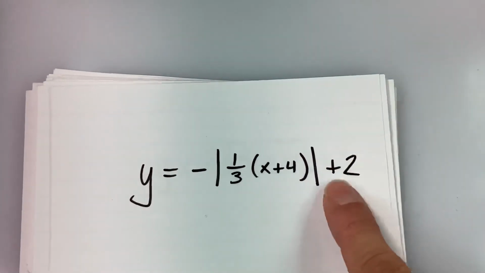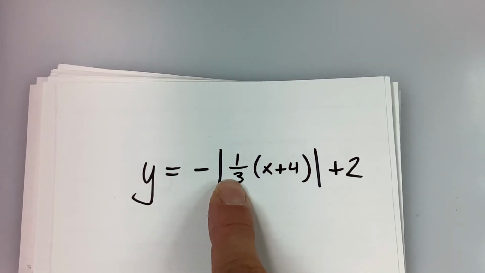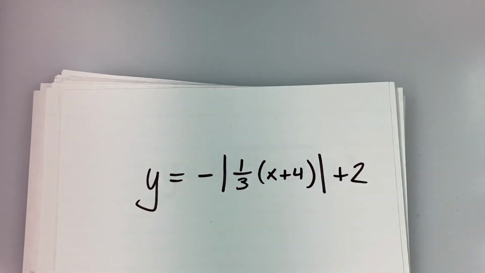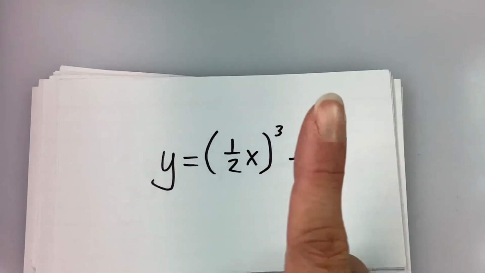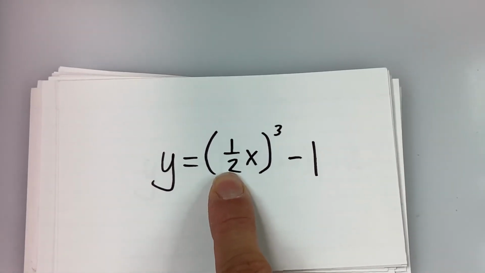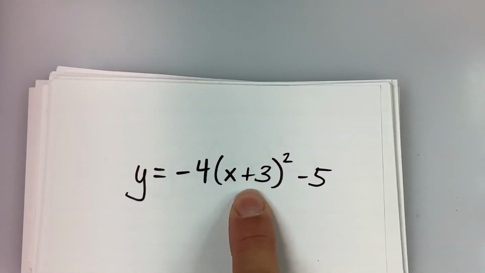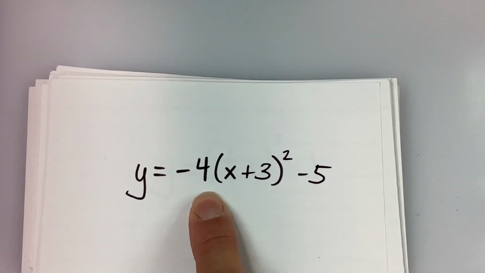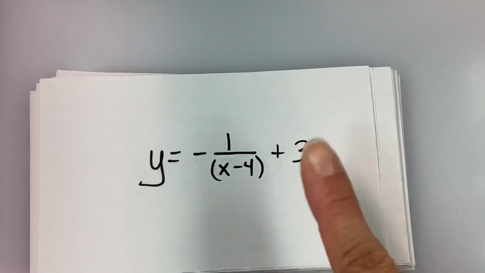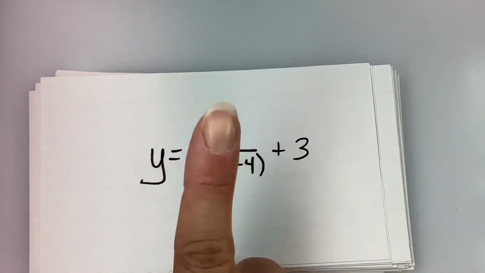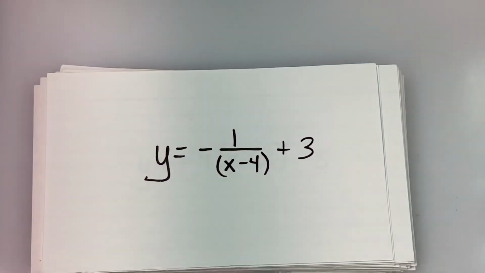Absolute value function. Up 2, left 4, horizontal stretch by 3, and vertical reflection over the x-axis. Cubic function, down 1. Horizontal stretch by 2. Down 5, left 3, vertical stretch by 4, vertical reflection over the x-axis. Up 3, right 4, and this is a vertical reflection over the x-axis. And this is a reciprocal function.